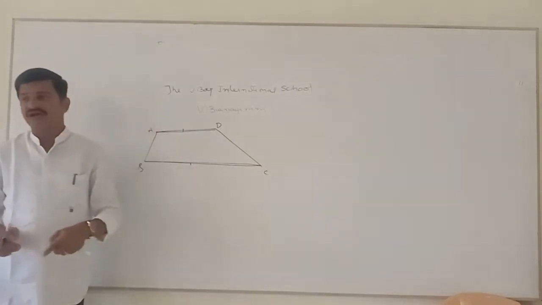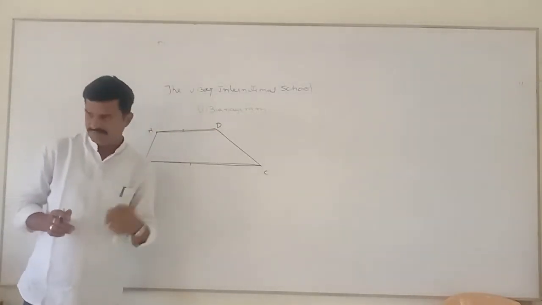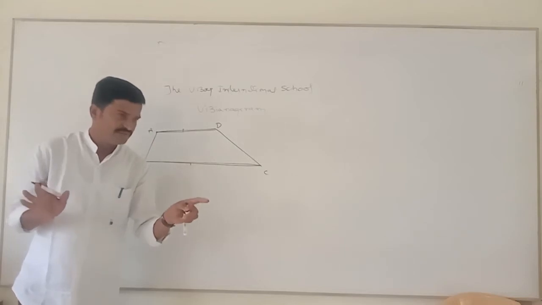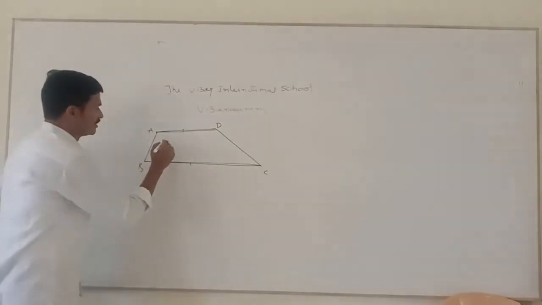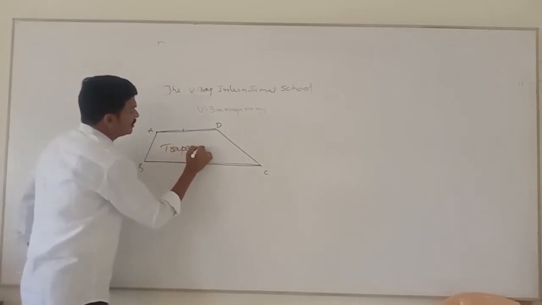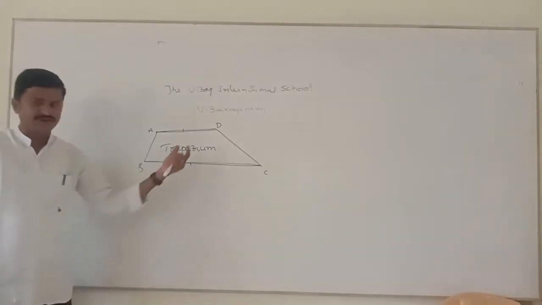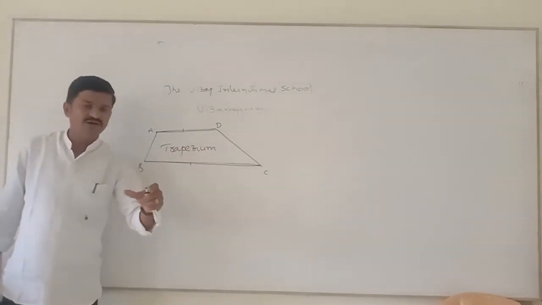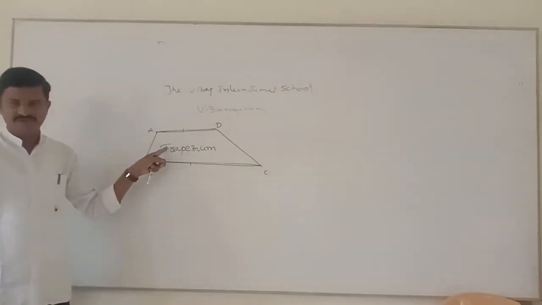If any quadrilateral has one pair of opposite sides parallel, specifically one pair of opposite sides parallel, then it is called a trapezium. Have you got it? The definition of trapezium: any quadrilateral with one pair of opposite sides parallel. This is the trapezium. Are you clear?